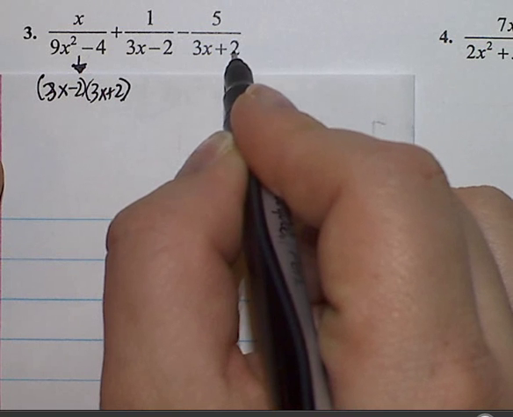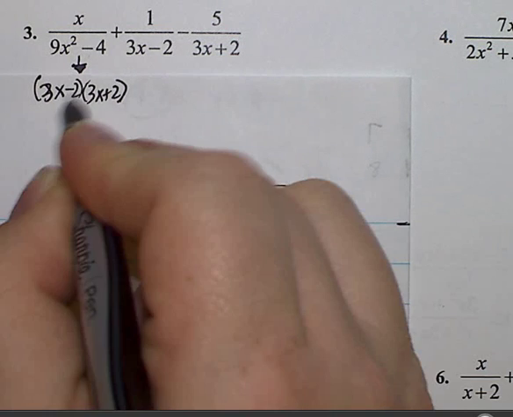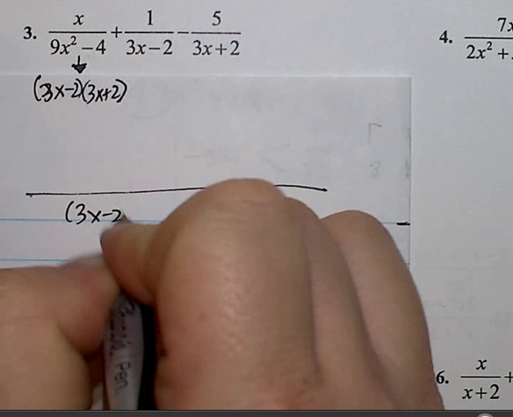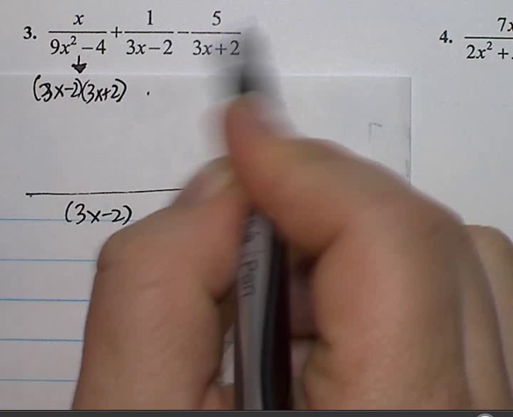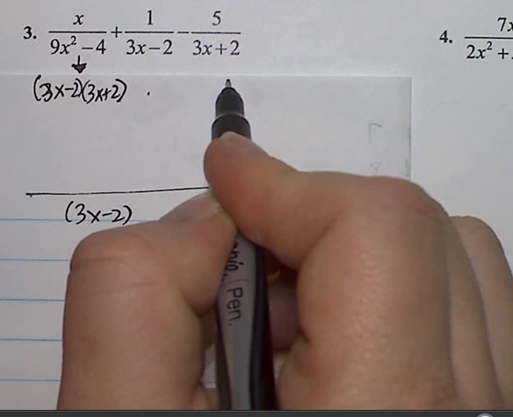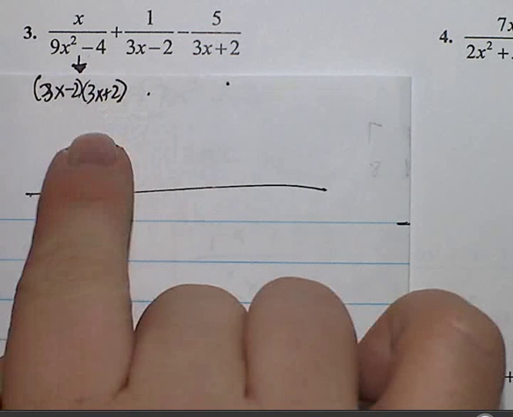So when I find a common denominator, I'm going to start with the 3x minus 2. This has one group of 3x minus 2. This has one group of 3x minus 2. This has no groups in the denominator of 3x minus 2. So one group, no groups. What's the maximum number I've told you? 1.